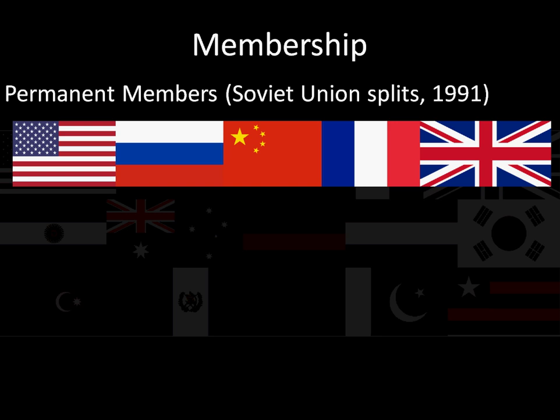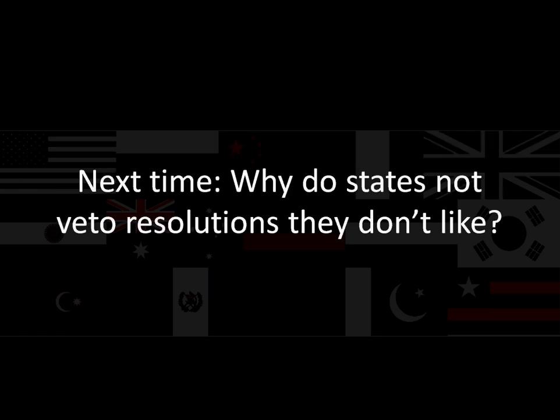So that wraps up our look at veto power as it has been, and now we're going to be looking at what goes on behind the scenes with veto power. In the next lecture, we'll talk about why states do not veto resolutions they don't like. You have the power to veto resolutions that you don't like, and yet you still might not do that anyway, and we'll see why that's the case in the next lecture.